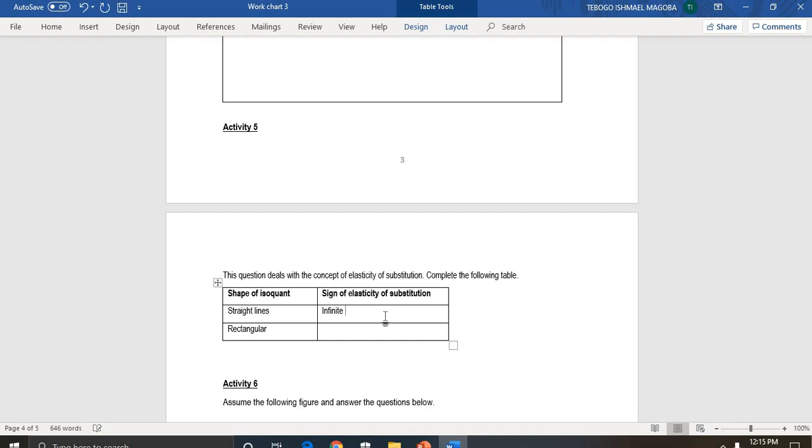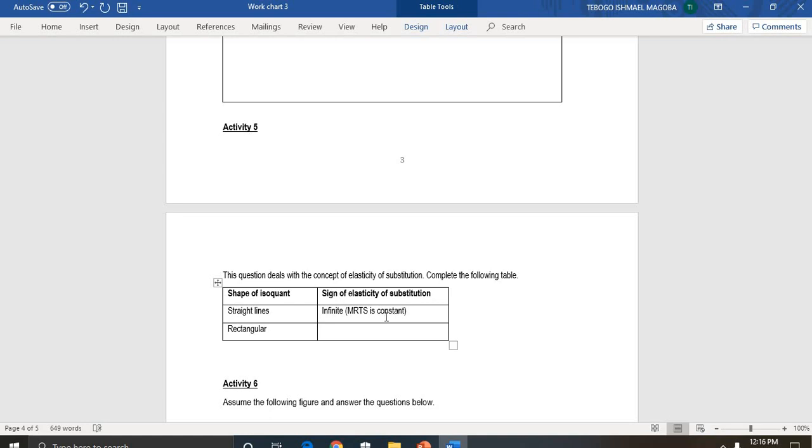Alright? The sign is infinite. If you know the infinity sign, it is like an 8, but more horizontal. Okay? So, infinite. Why is it infinite? It is infinite because your marginal rate of technical substitution is constant.